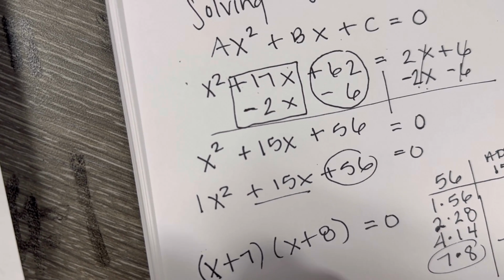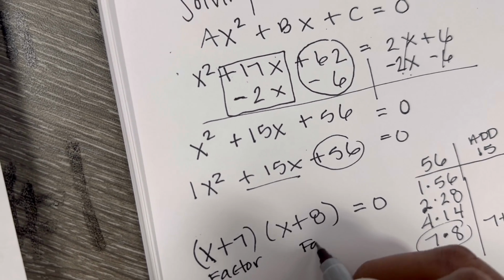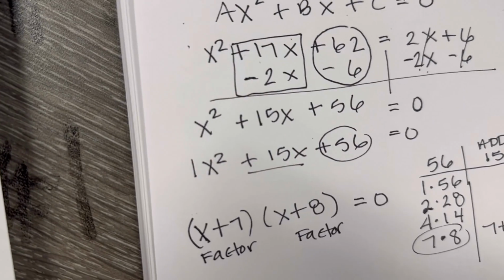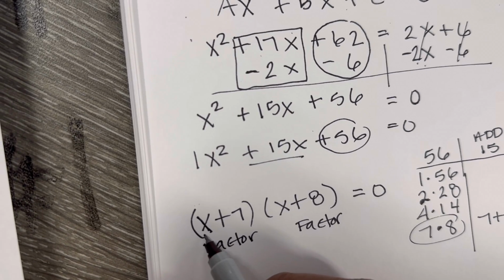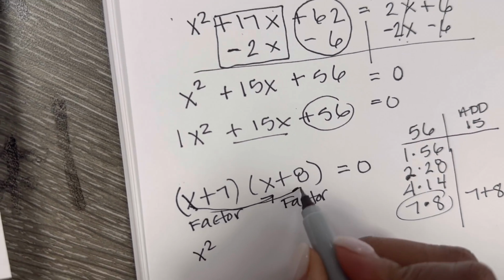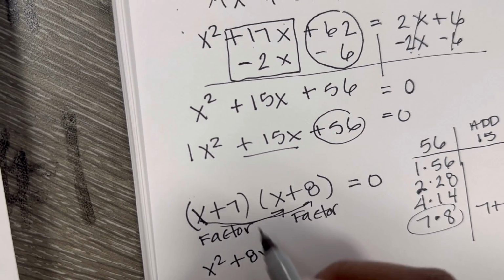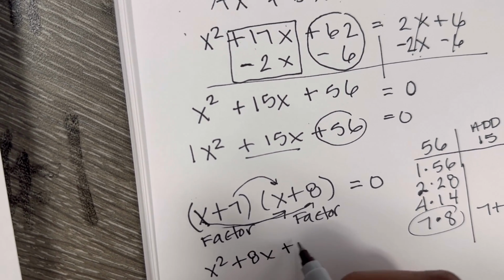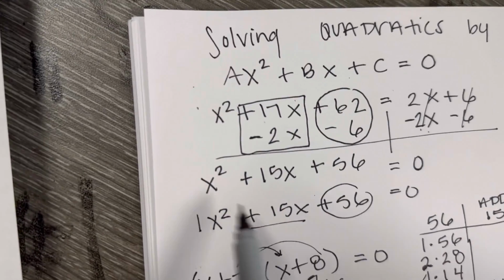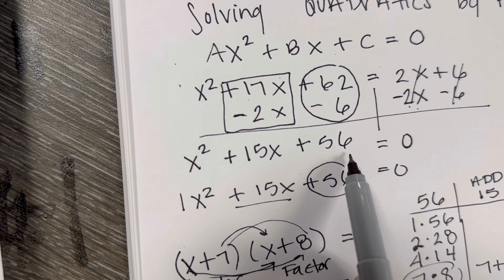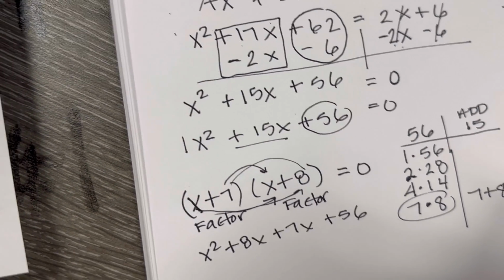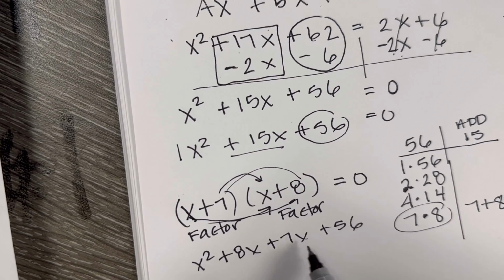These are your factors. There's factor 1, there's factor 2, right? You can always double check yourself. X times x is x squared. X times 8 is plus 8x. 7 times x is 7x. 7 times 8 is 56. Is that the same thing as our original standard form quadratic, that polynomial? Yeah, it is, right? That's 15 right there when we add it together.